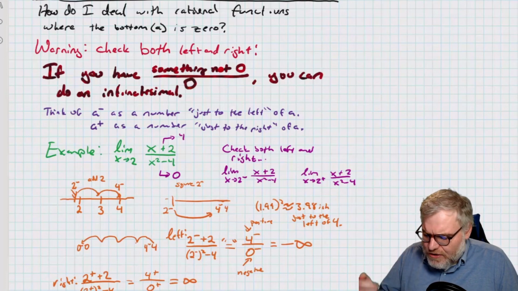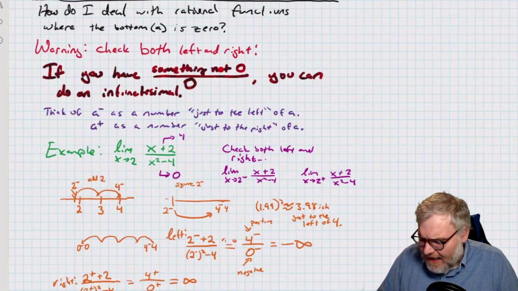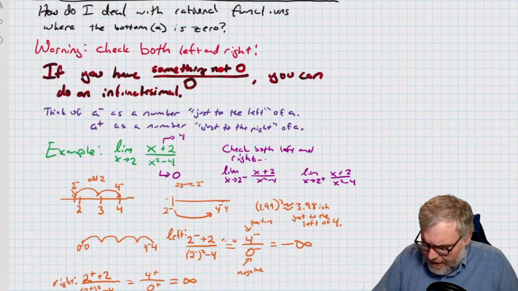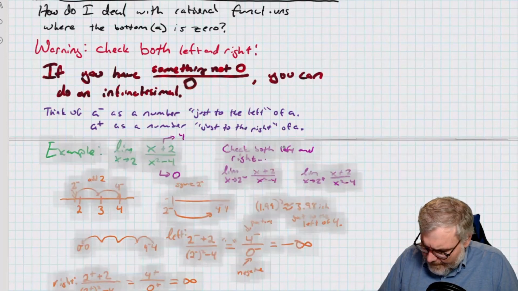But it's very intuitive. So let me show you what an infinitesimal looks like. Let's say, think of a minus as the number just to the left of a, and a plus as the number just to the right of a. So let me give you an example here. Let's look at an example.